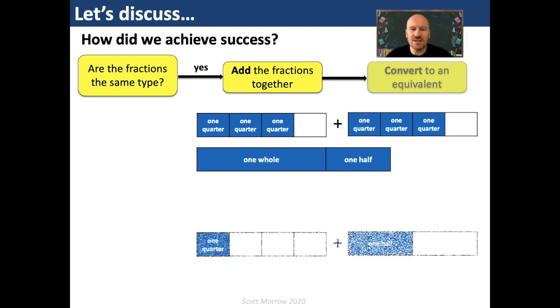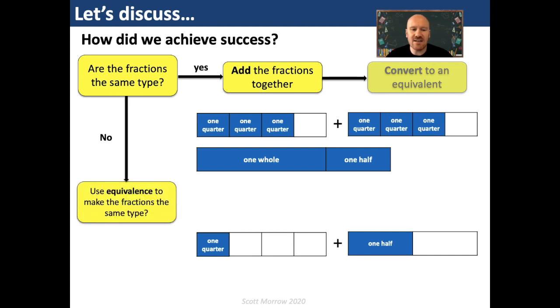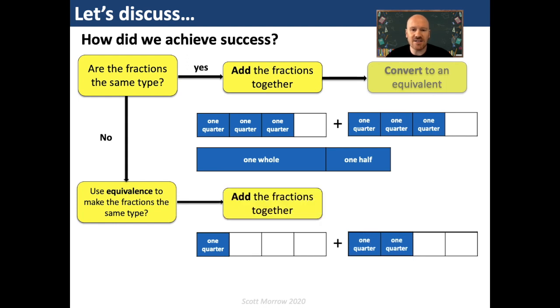What if the fractions aren't the same type? Here we're trying to add 1/4 and 1 half. Well, if that's the case, we need to use equivalence to make the fractions the same type in order that we can add them together. That 1 half is the same as 2 quarters. Now that we've converted them to the same type, we can add the fractions together. And 1/4 plus 2 quarters gives us 3 quarters.